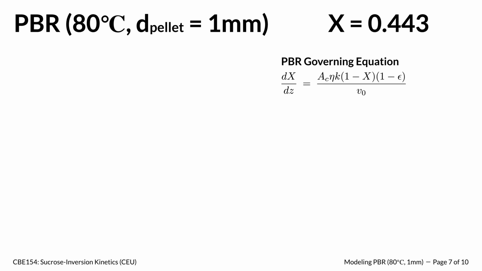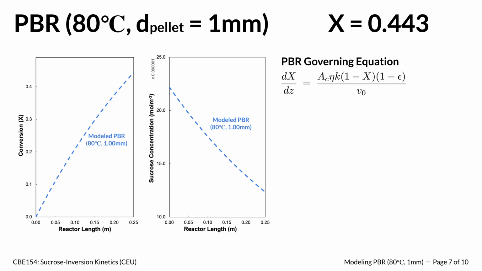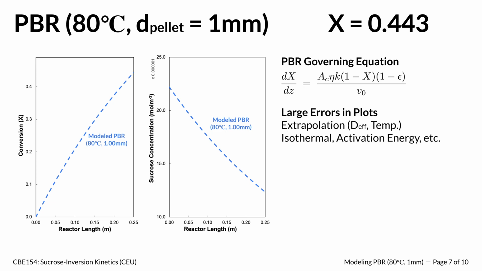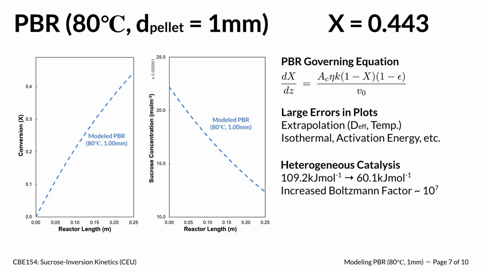Based on the activation energies found in the previous slide, our team modeled a packed bed reactor operating at 80 degrees Celsius with a pellet diameter of 1 millimeter. The following two plots show the conversion and sucrose concentration as a function of position along the reactor. Although these models may not be the most sophisticated due to extrapolation, large propagation errors, and many assumptions that we made, they do accurately describe the overall effect of using heterogeneous catalysis in a PBR for a sucrose inversion reaction.